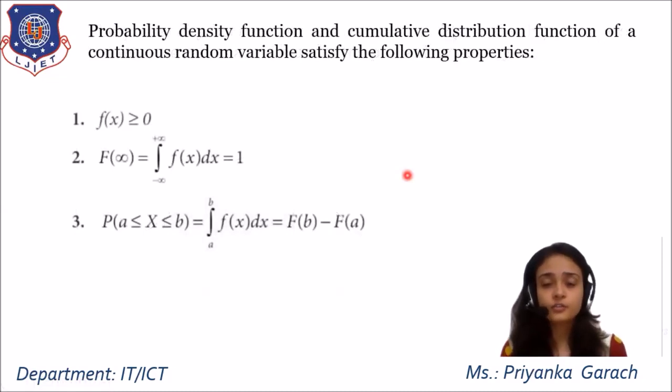Now these are the following properties that the PDF and the CDF follow. Always the value of the probability density function is greater than or equal to 0, because the value of probability will never be negative. Always the cumulative density function, it means the summation of all the different probabilities, will be equal to 1. And also you can write like this: the probability of x, where the value of x lies between a and b, is its cumulative distribution function F of b minus F of a.